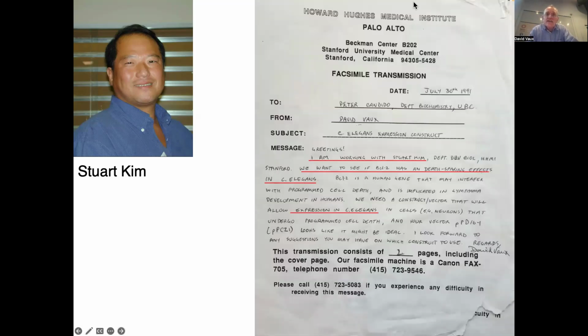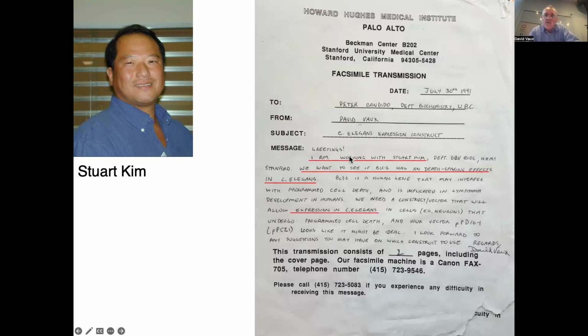And so we hatched this plan, and this is a fax. For those of you who remember faxes, and I'm writing to Peter Candido at UBC in Canada, because he had some nice vectors to express genes in C. elegans. In fact, there was one that was a heat shock vector where if you heated up the worms, that would turn the gene on.